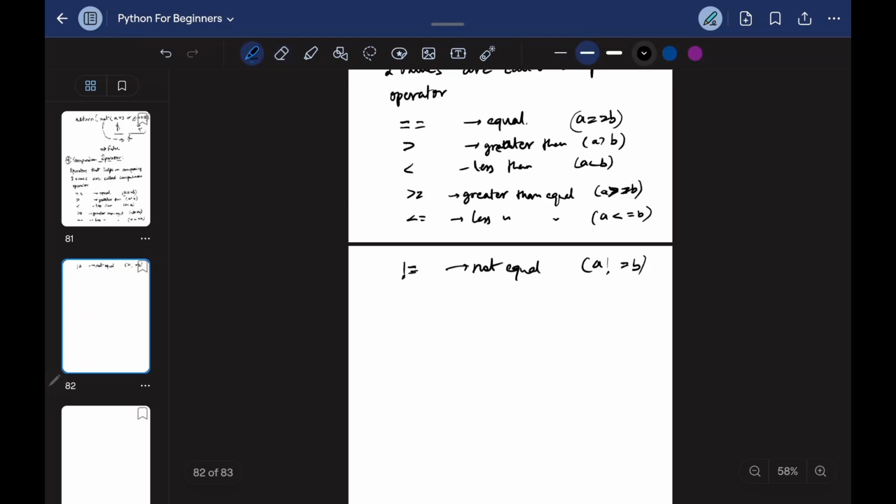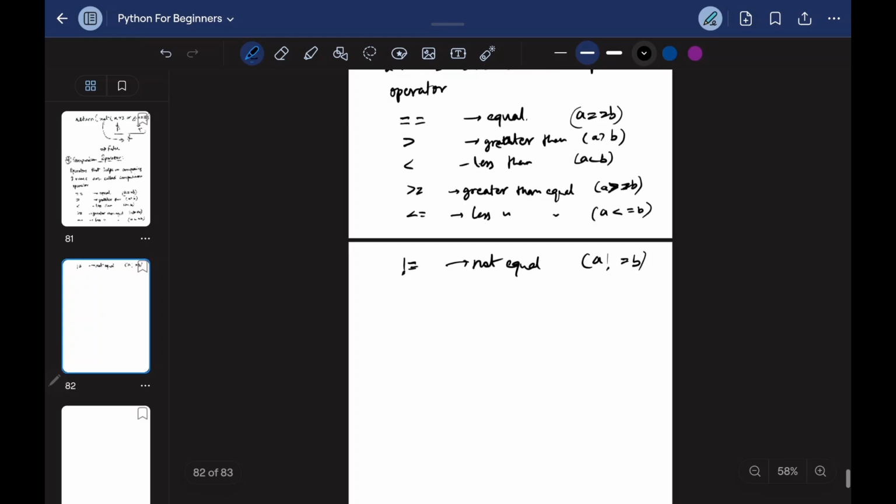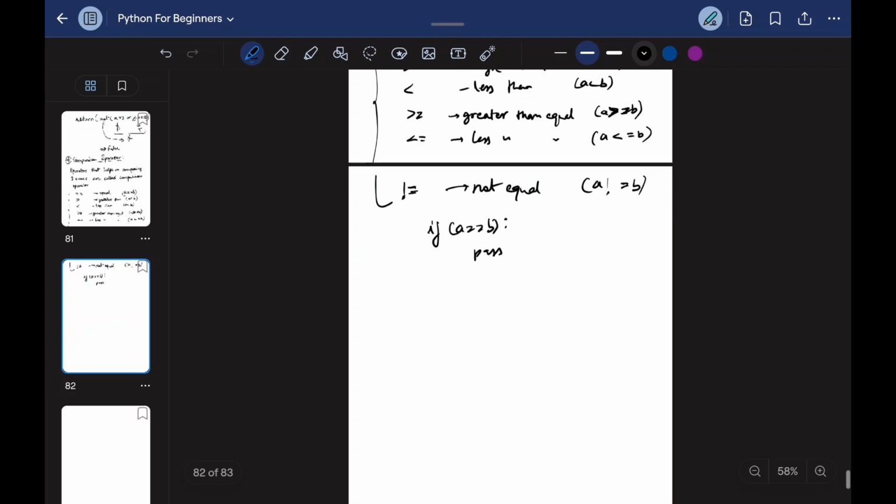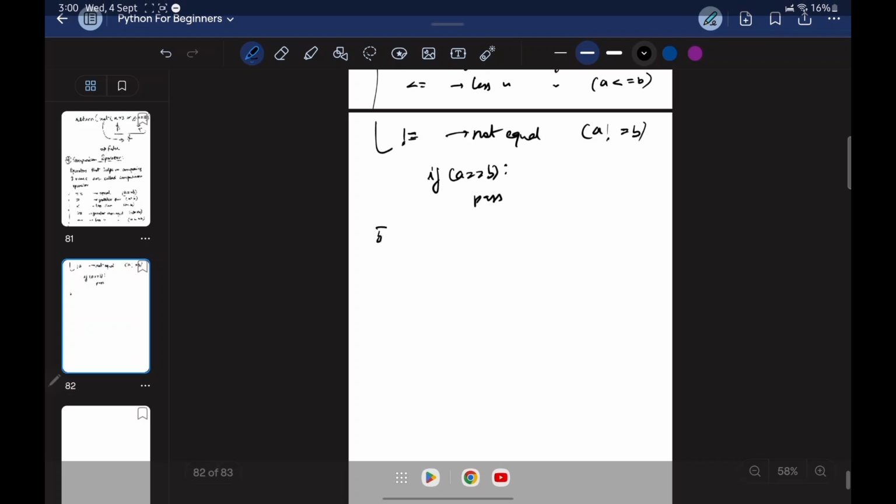The syntax for this is very similar. You can use it with conditional statements as well, like if else statements. So you can do if a equal to b and then perform a function, and similarly for all these other operators as well. Okay, comparison operators. Now next let's move to the bitwise operator.